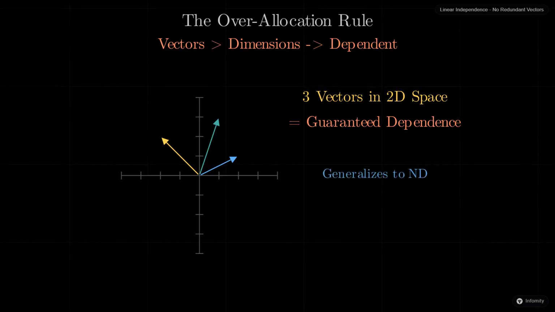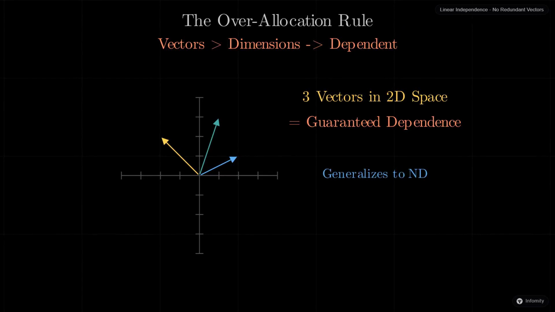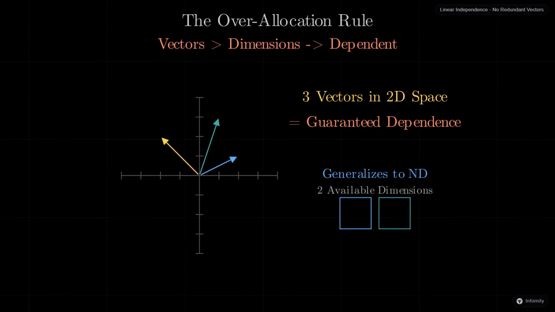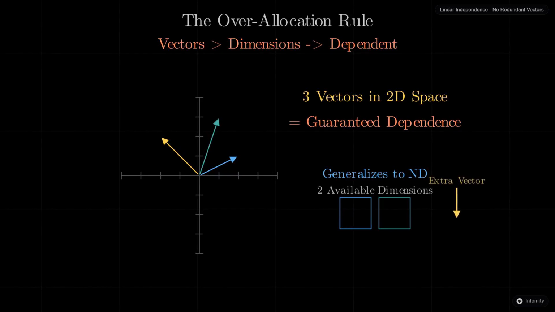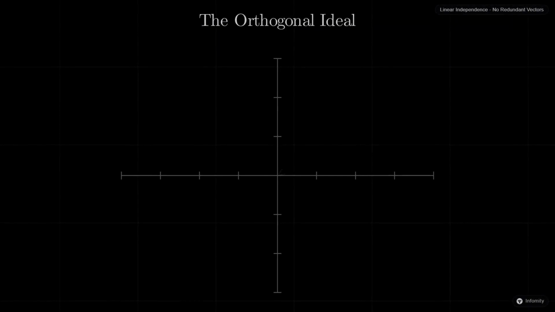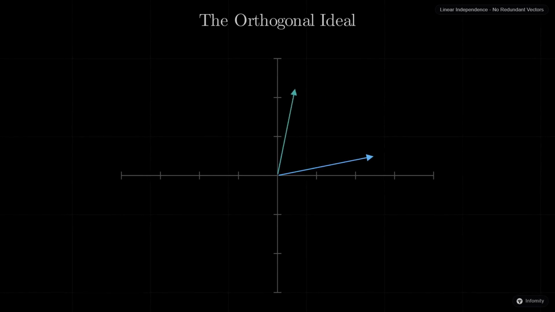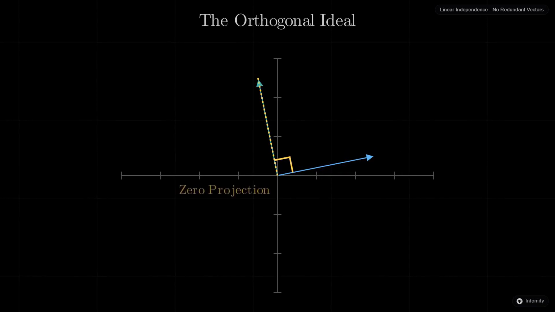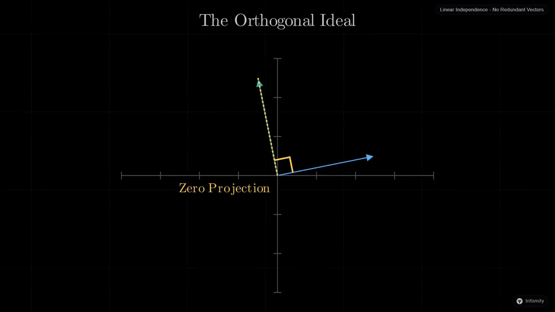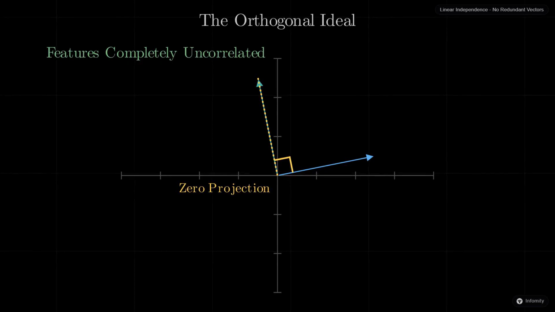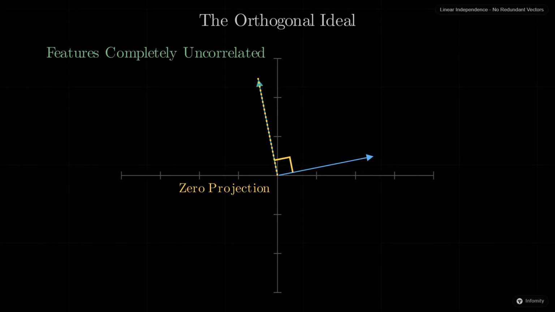Now, let us look at what happens when we apply this limit to higher dimensions. This ceiling exists because each independent vector must claim a brand new dimension. Once the dimensions are full, any extra vector is instantly redundant. While independent vectors only need to not overlap, the gold standard is when they are completely perpendicular, or orthogonal. Orthogonal vectors share absolutely zero projection with each other. In data science, this means our features are completely uncorrelated, providing the cleanest, most efficient signals possible.